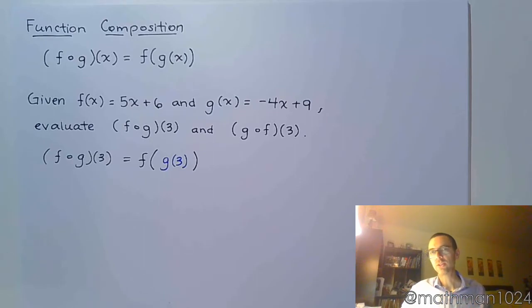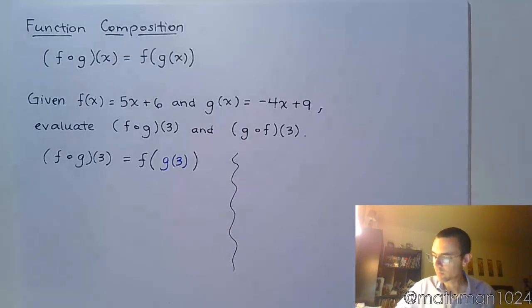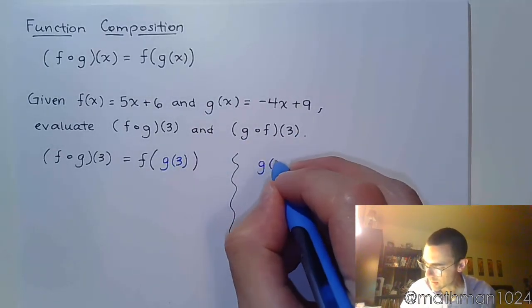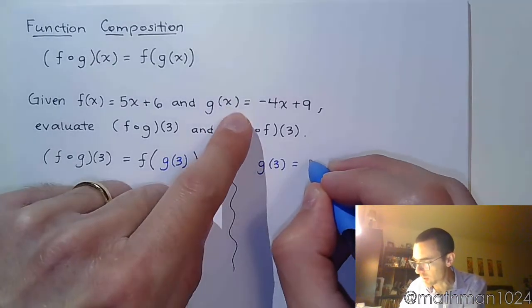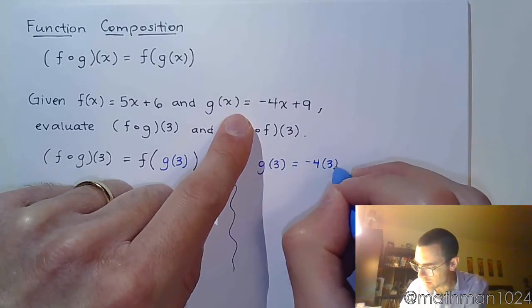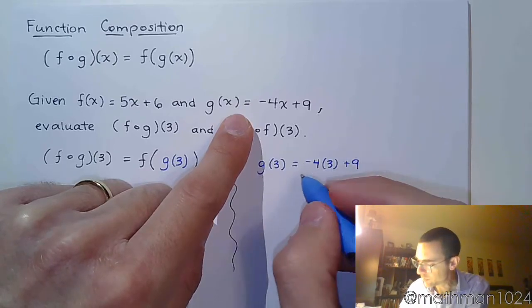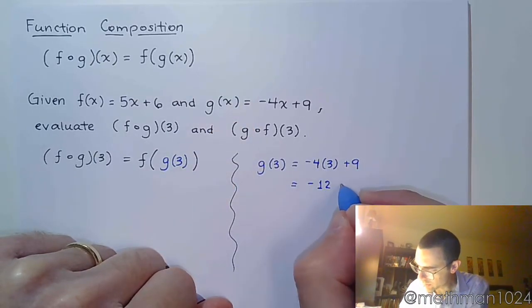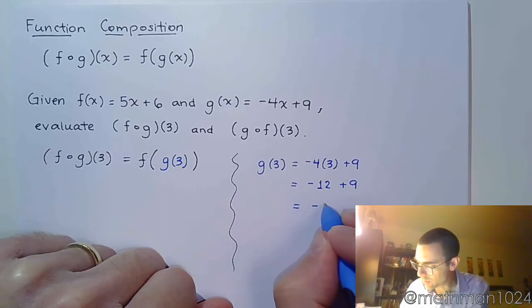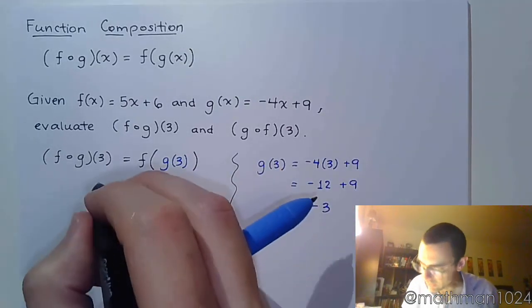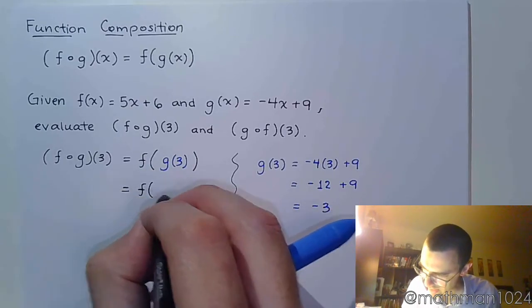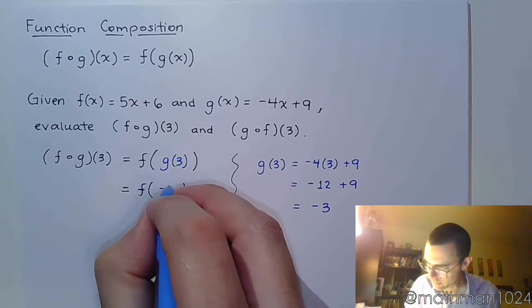What's going to happen here is that you're not going to find f of 3, because 3 is going to go into g first. And then whatever g gives you, that's what you're going to plug into f. So off to the side, we're going to find g of 3. So g of 3 is, according to this, negative 4 times 3 plus 9. So we have negative 12 plus 9 equals negative 3. So f doesn't get 3. f is going to get the value negative 3.